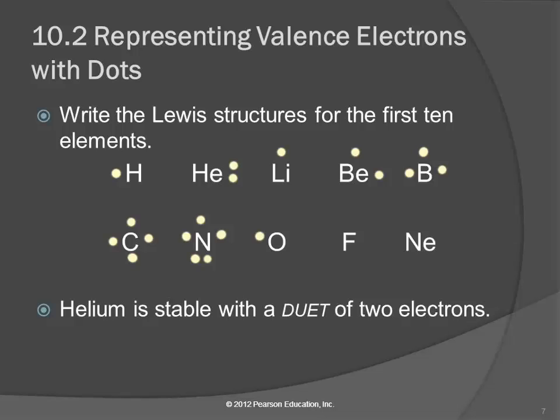Oxygen's going to have 6. 1, 2, 3, 4, 5, 6. Again, you decide where you want to put the pair. Fluorine has 7. And then neon has 8 valence electrons. And so it looks full, doesn't it? It's got 2 on the top, 2 on the bottom, 2 on the right, 2 on the left. It has arrived. It's got the octet, and that's what everybody's trying to get.